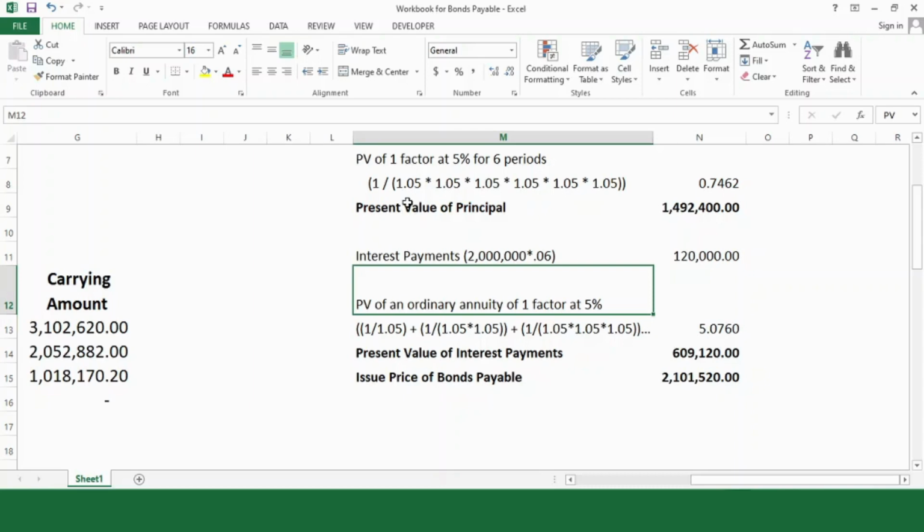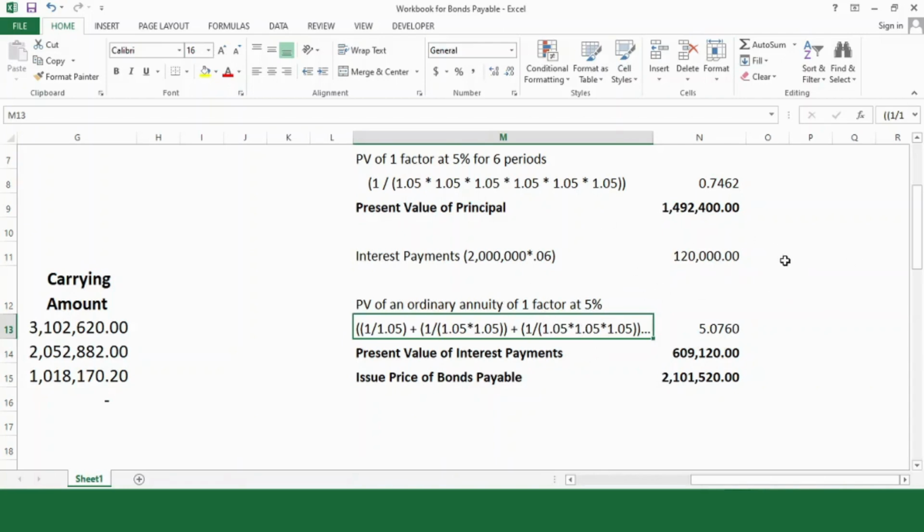So the present value of an ordinary annuity would be, sa mga scientific calculator, ganito yung pattern na gagawin nila: 1 over 1.05, plus the second period, 1 over 1.05 times 1.05, the third period, 1 over 1.05 times 1.05 times 1.05, the fourth period, fifth period, until the sixth period.